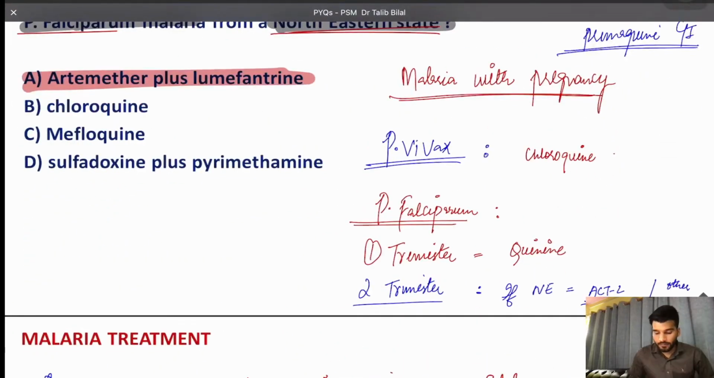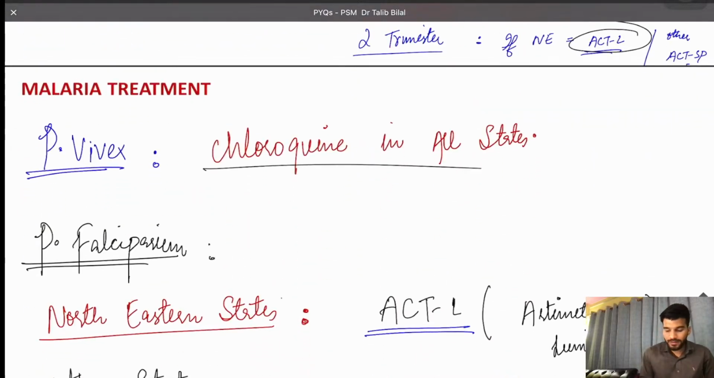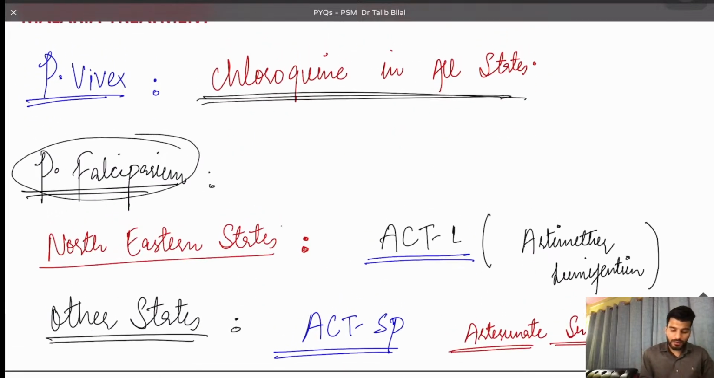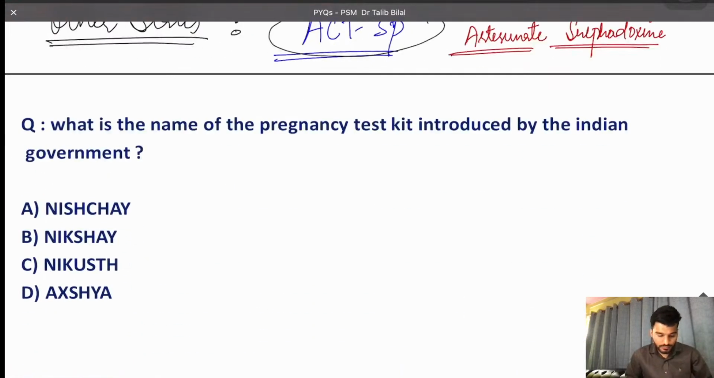So remember, malaria with pregnancy, again I will repeat, if it is Plasmodium vivax, your drug of choice is chloroquine. If it's due to the Plasmodium falciparum, first trimester, your drug of choice is quinine. Second, if northeastern, ACTL, and then ACTSP. Normally Plasmodium vivax, chloroquine is the drug of choice in all states. If falciparum, ACTL. If other states, ACTSP, artesunate and sulfadoxine. Remember that. Malaria, my dear students, which protein? Histidine rich protein test.